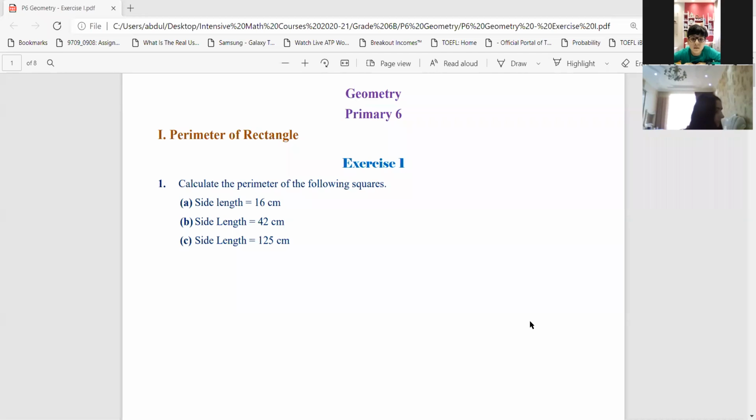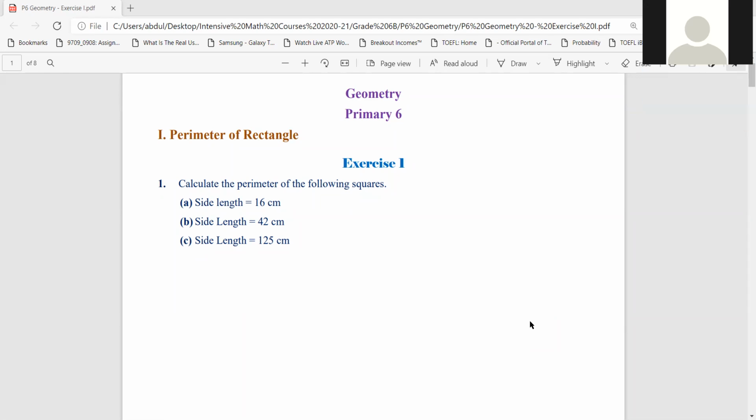Okay, so last time we were talking about geometry, right? And we did problems related to perimeter and the area of rectangle and the square. Today we will continue to practice those questions, and I will give you some time. You need to practice. Answer the questions in 2 minutes.